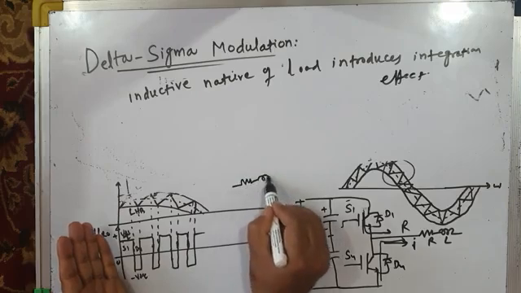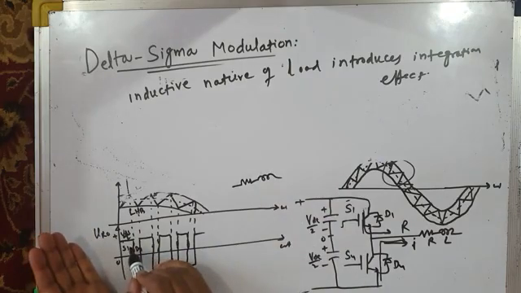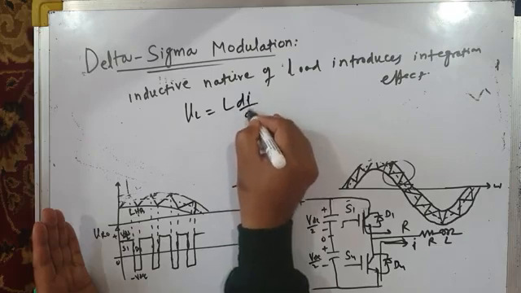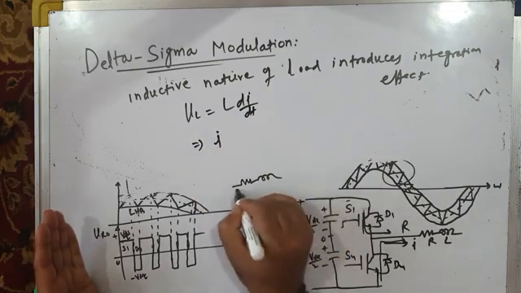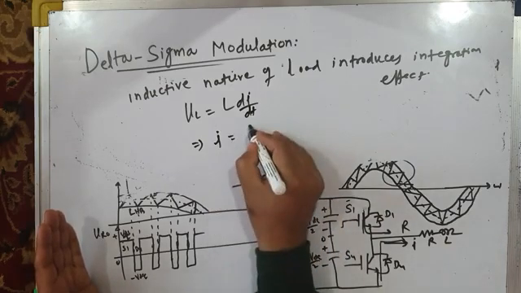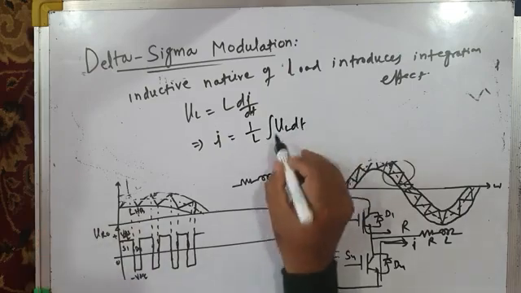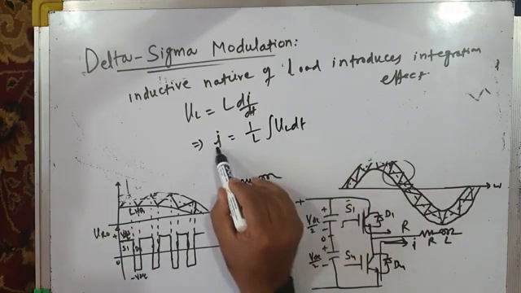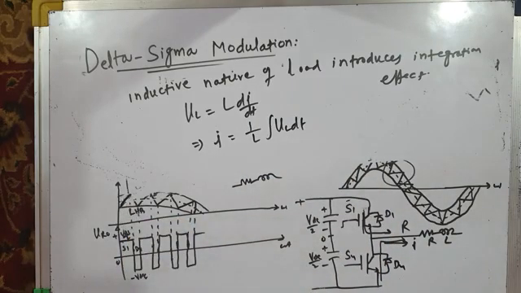When a particular positive voltage pulse gets applied across the load, motor winding, what is voltage across the motor winding inductance? It is plus VDC by 2. And this voltage is given by L di by dt. So the current which is flowing through the inductance or through the induction motor winding is given by 1 by L integral VL dt. So VL is plus VDC by 2. It integrates it, divides it by L, and you get I. And you find I increases during this interval.